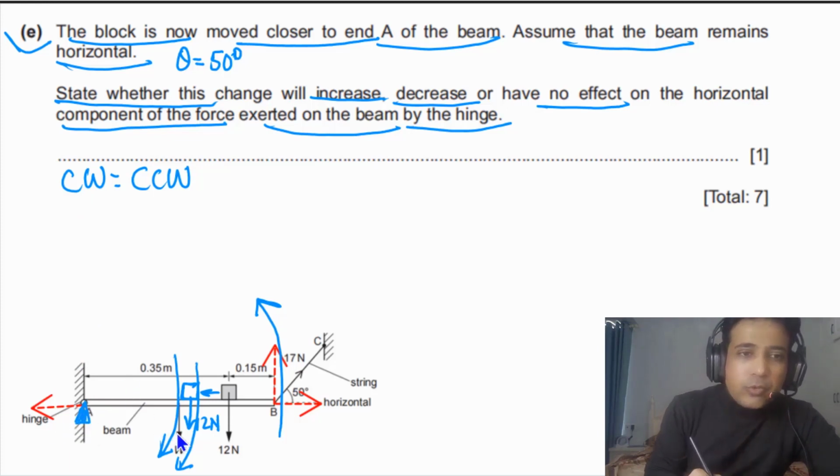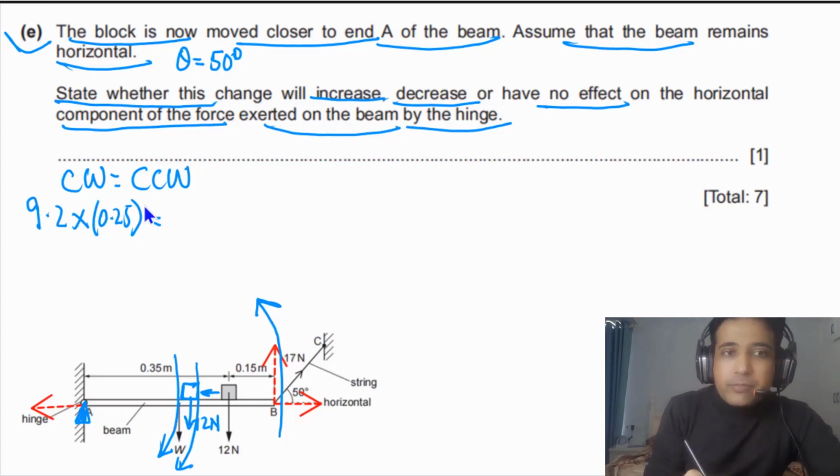So moment due to weight. The weight we have calculated was 9.2 and we have to multiply with the distance from the pivot, and the distance from the pivot in this case is 0.25 because the beam is a uniform beam, so the weight of the beam is acting at the midpoint. Plus we need to add the next clockwise moment. Actually before, let's say it was 0.35, now we can assume any value smaller than 0.35.